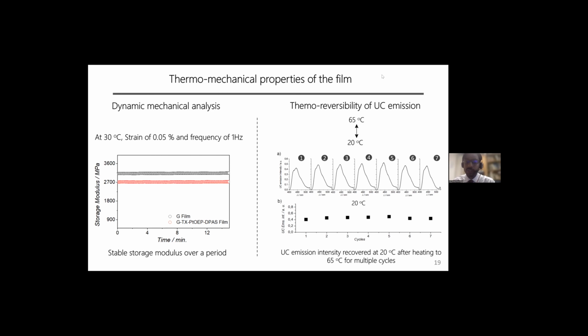For example, if you increase the temperature, at high temperature we observed a decrease in the upconversion efficiency. That was probably due to oxygen penetrating into this region. But surprisingly, when we decreased the temperature to room temperature, the film regained its perfect upconversion efficiency.